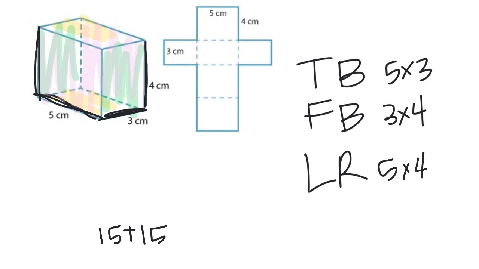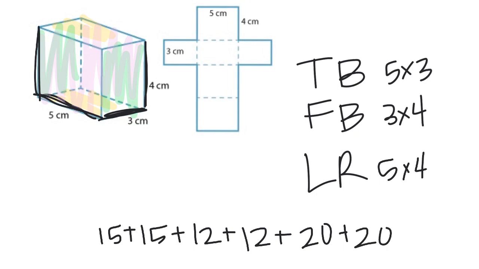The front and the back had an area of 3 by 4, which tells me that the front has a value of 12 and the back has an area of 12. And then the left and right side both had an area of 5 by 4, so that means that the left is worth 20 and the right is worth 20. So then I just need to add them all up.